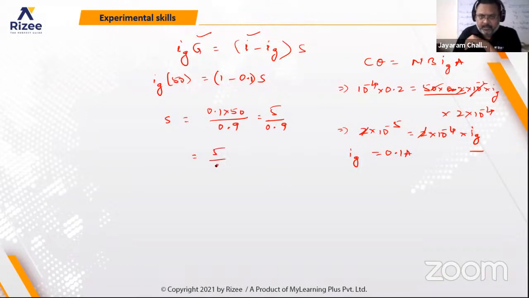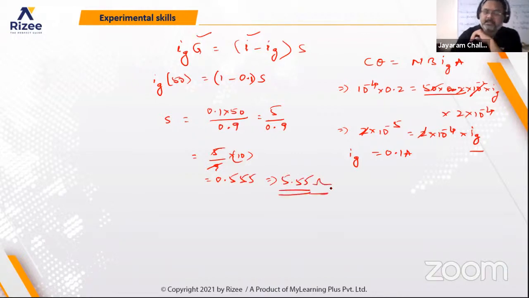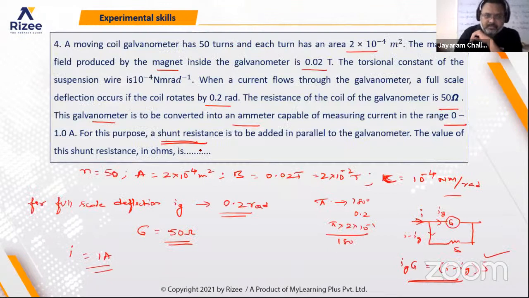So 5 by 9 into 10 to the power of 10. So keep this one aside. This will be 0.5. Again, 5 will be left over, 5, 5, like this it will keep going. So since we can go up to this point, it will be 5.55 ohms. This is your answer. So this is going to be 5.55 ohms. So this is how we can calculate.